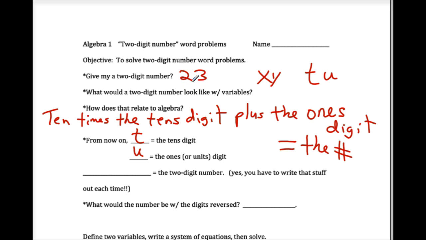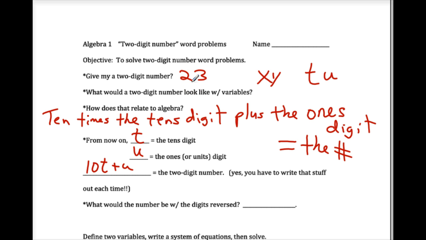What's the two-digit number if T's the tens digit and U's the ones digit? TU. No, it's not the band U2. You know it. 10 times the tens digit plus U, plus the ones digit. That's the two-digit number.